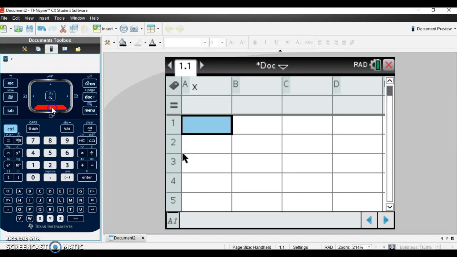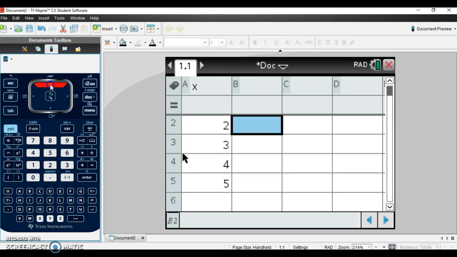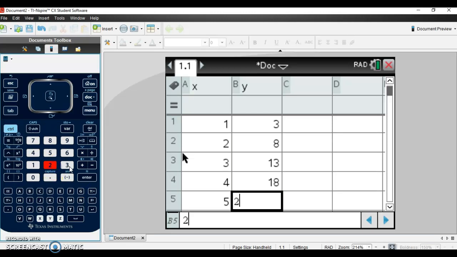And I'm going to arrow down. I'm going to type in my numbers. And so we had 5 numbers. So I'm going to do 1 through 5 in this column. And I'm going to arrow over, and I'm going to go to the top of the table, and I'm going to type in my y, which was the a sub n. And I'm going to type in those values. So it was 3, 8, 13, 18, and 23.